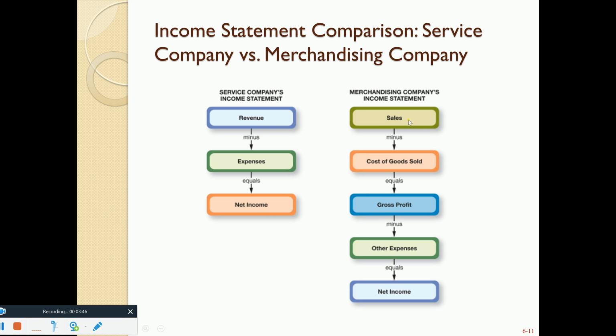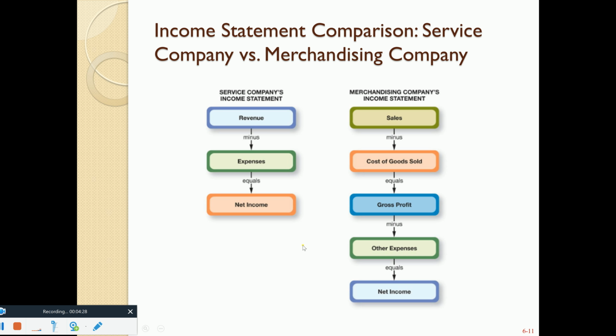Revenue in a merchandising company's business is typically called sales. So the term revenue for a service company and sales for a merchandising company are pretty interchangeable, synonymous terms, if you will. Your sales less your cost of goods sold is going to give you a subtotal, and that subtotal is called gross profit. Sometimes you'll also see the term gross margin. It means the same thing. Then from the gross profit or gross margin, we subtract out all of our other expenses. They're typically called the selling and administrative expenses, and that'll get us to finally net income.